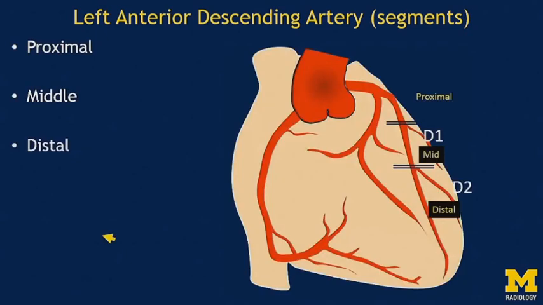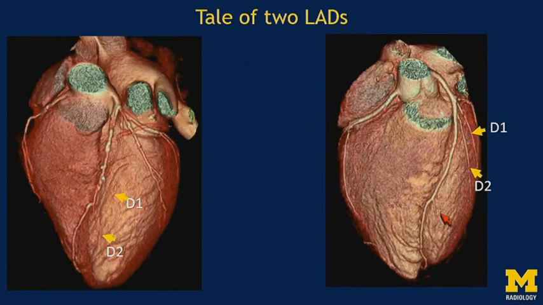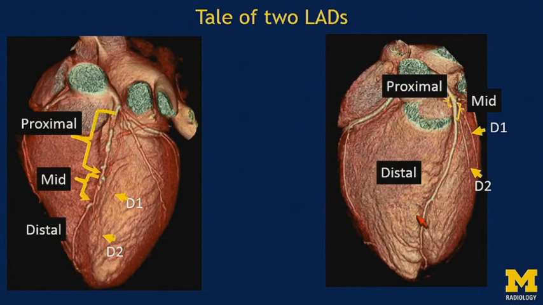And by convention, this is done using the diagonals. So you can see the origin of the first and second diagonals. So from the origin to the first is proximal, between the first and second is mid, and thereafter it's distal. Now, because these diagonal origins are so variable, you can have extremely variable lengths of the proximal, middle, and distal LADs, as you see in this case.